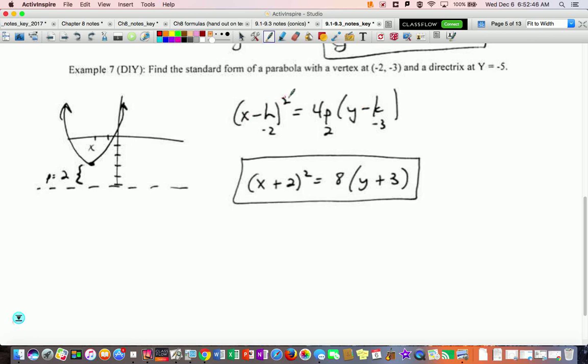So this is what I would write down. X minus h quantity squared equals 4p y minus k. I know my vertex is at -2 and -3. Now, the distance from the vertex to the directrix is 2, and this thing is going to open up, so it's +2. So I just put a +2 in for p, and so this would be your standard form.